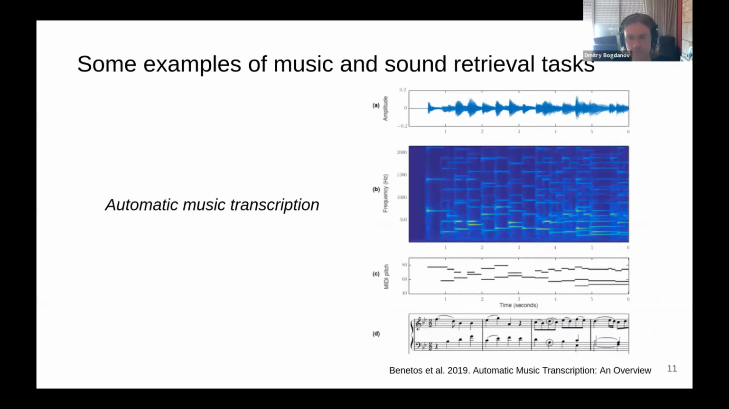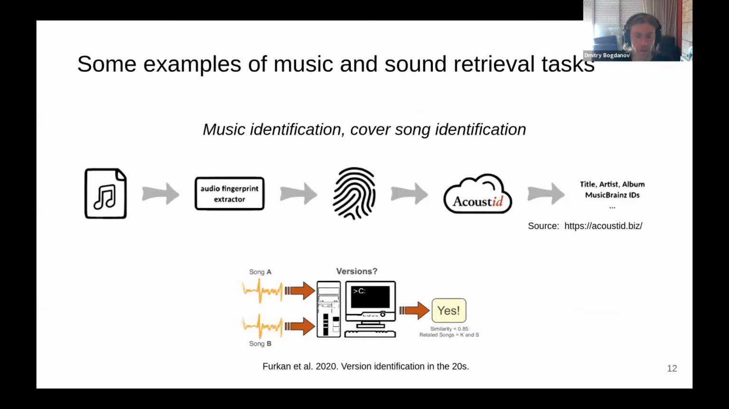Automatic music transcription. Here we can extract music information in terms of notes and events from the audio itself. That's another direction in research. Music identification and cover song identification also. Basically everyone, I guess, knows Shazam. Everyone used that. So audio fingerprints, and furthermore trying to understand if some audio is a different version of a music track is a more challenging task that we work on nowadays in music information retrieval.